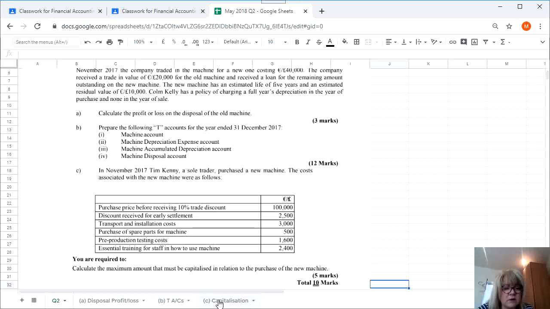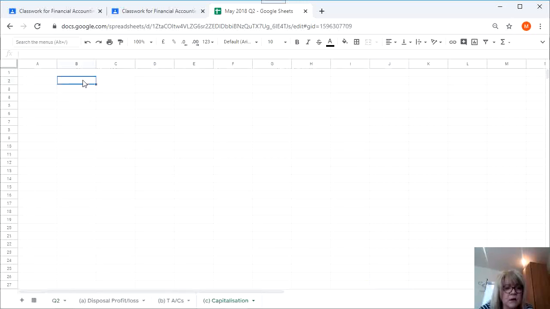So to answer the question, you simply make out a list of the various items. So the purchase price minus the discount is 90,000. So that can be capitalised. We have the installation costs of 3,000. That can be capitalised, and we can also capitalise the testing, and that's 1,600. And we have the training, and that was 2,400.